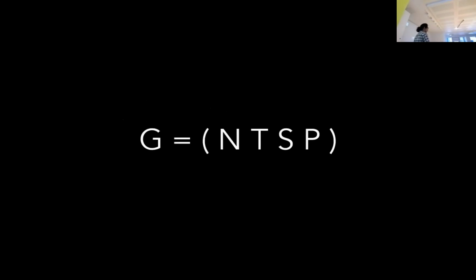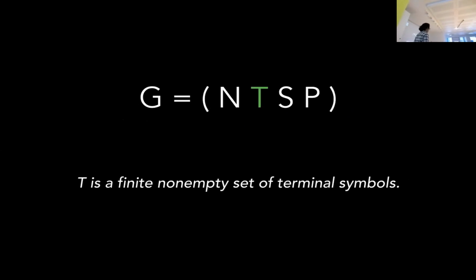And this is the more formal definition. Grammar equals NTSP. And I was like, what? This sounds like a Myers-Briggs personality type. And I was really dumbfounded when my professor showed this to me in class. So let's start with T. And T is a finite set of terminal symbols.